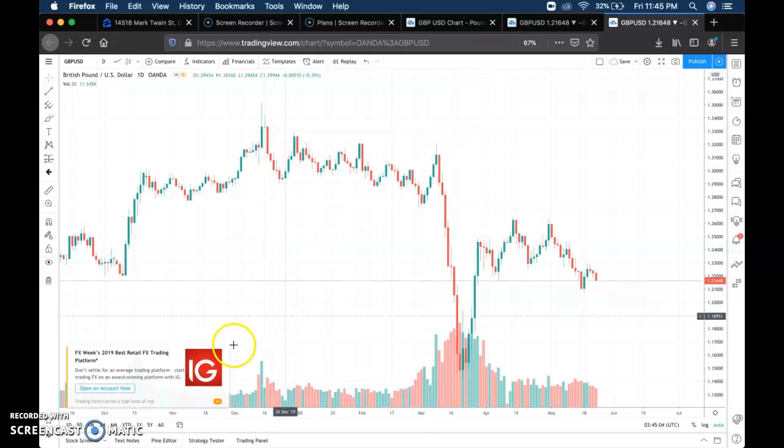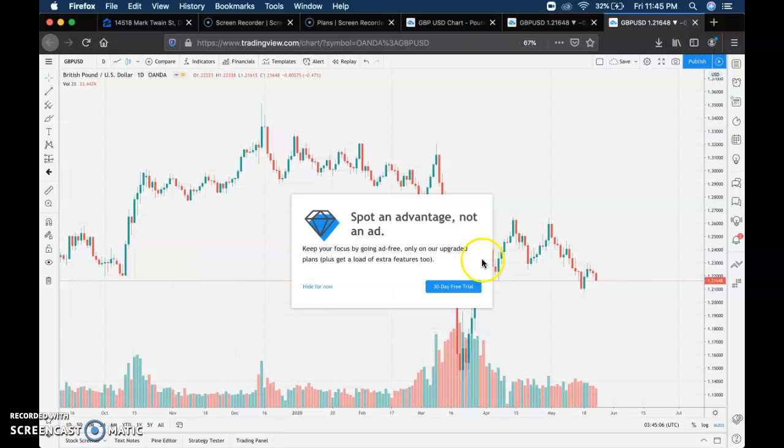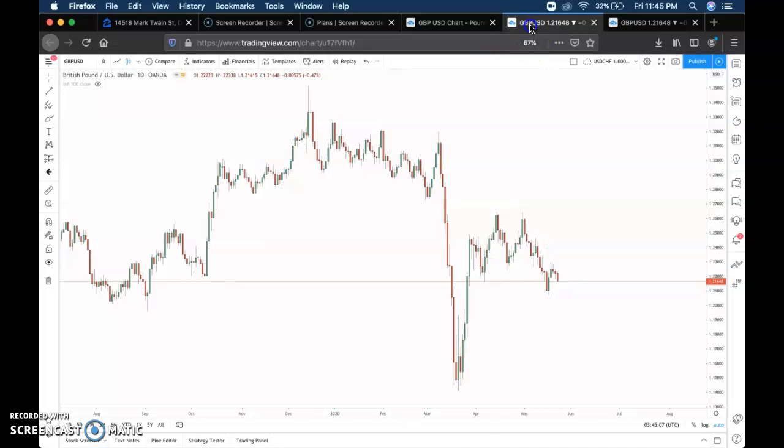So yeah, basically my screen went out because I wasn't signed in. So now I'm signed in to my TradingView.